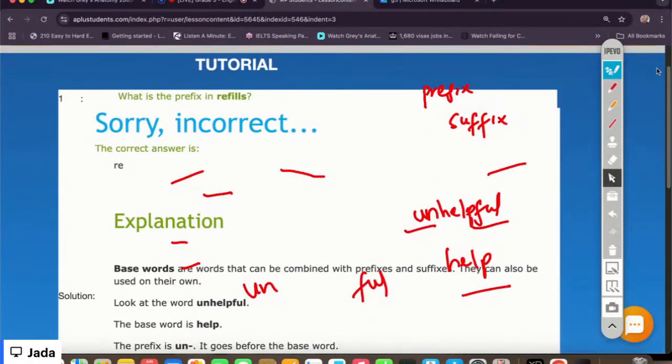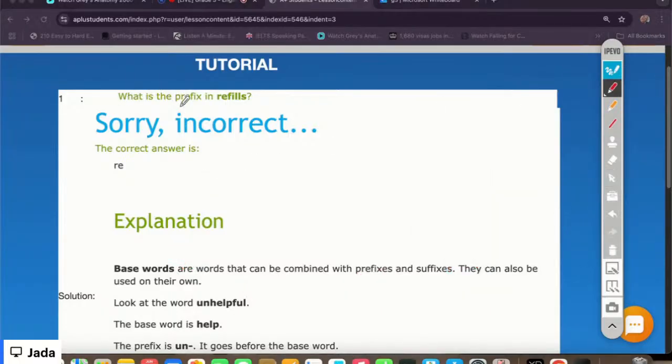So basically you have to note that the prefix comes at the beginning and then the suffix comes at the end. Always, the prefix will be at the beginning and then the suffix will be at the end. Okay, let's look at some examples.